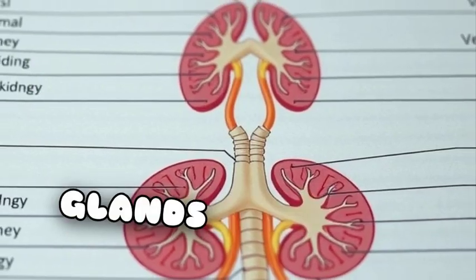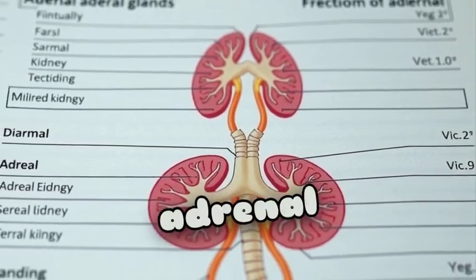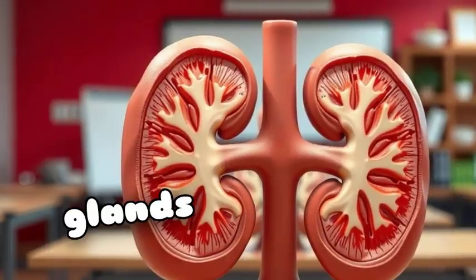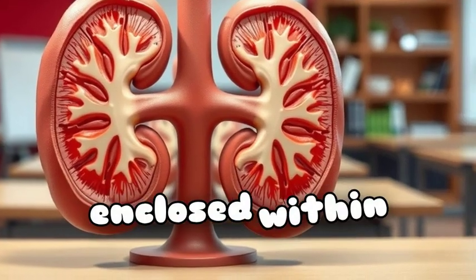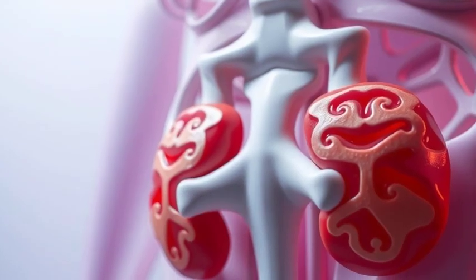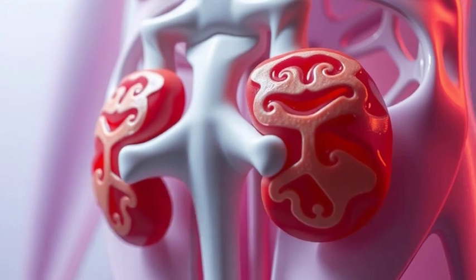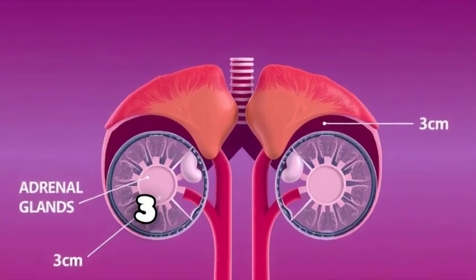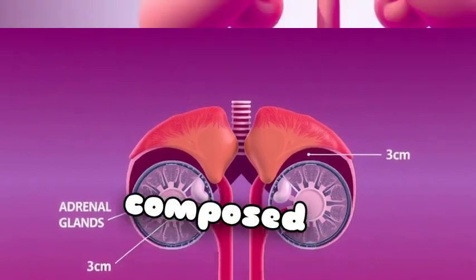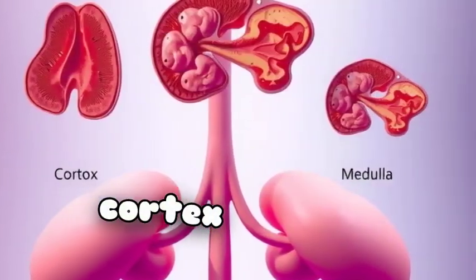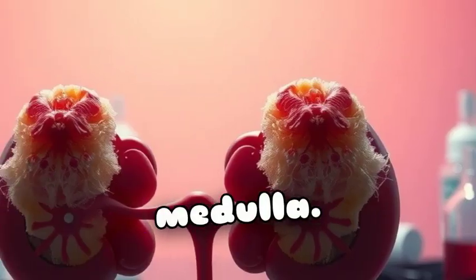The adrenal glands. The paired adrenal, suprarenal glands lie superior to the kidneys, enclosed within the renal fascia. They are about 4 cm long and 3 cm thick. The adrenal glands are composed of the outer adrenal cortex and the inner adrenal medulla.